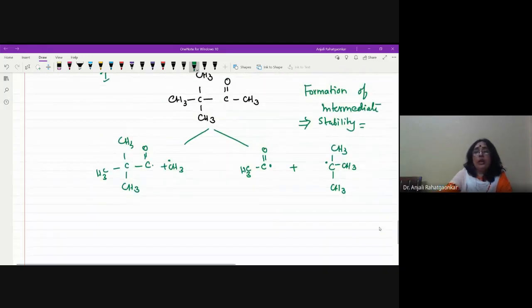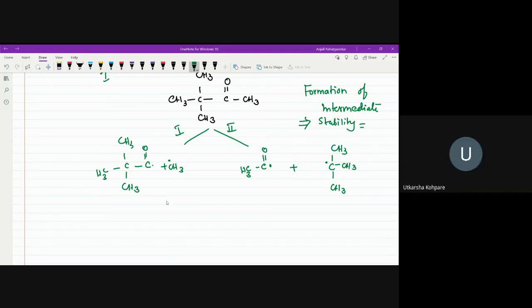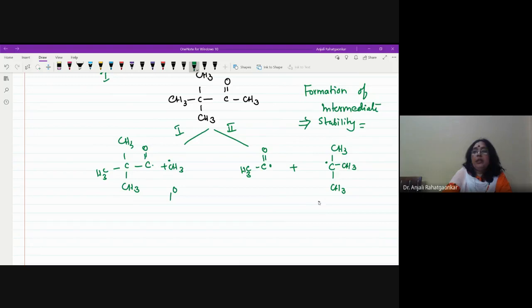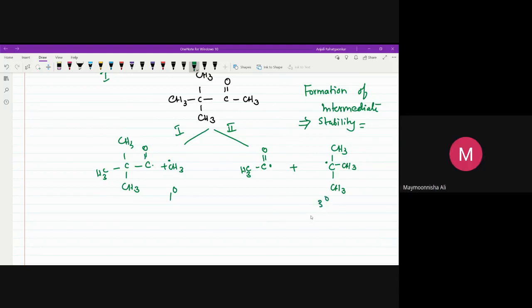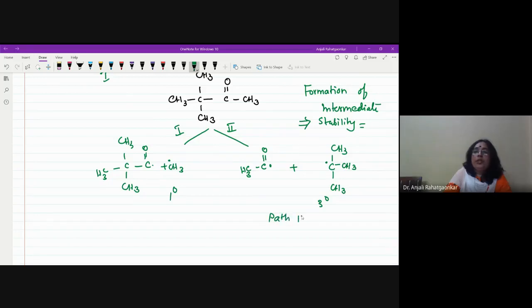Now in this case also let me know which one is the pathway. First pathway cut होगा या second pathway cut होगा. Here we are getting secondary. Here we are getting the tertiary. Tertiary. So path 2 is the feasible path, not this one. समझ में आया?